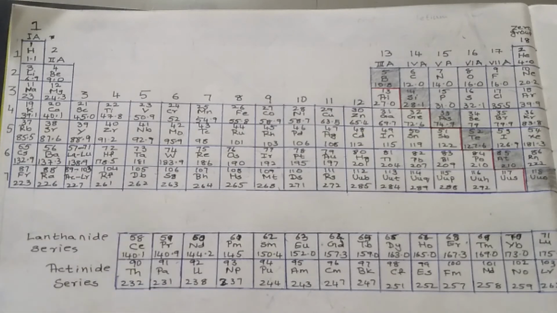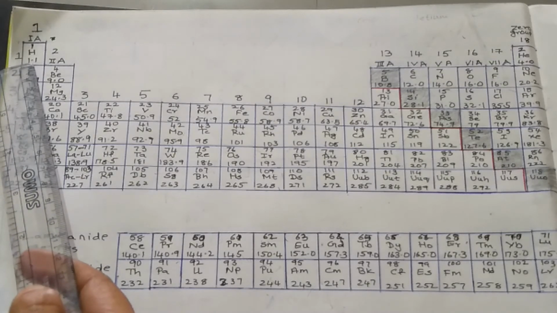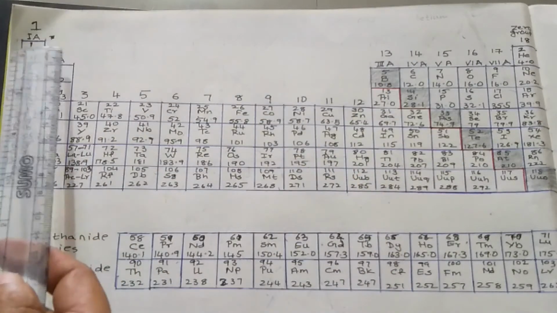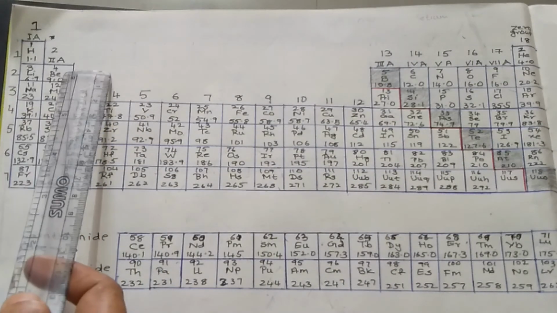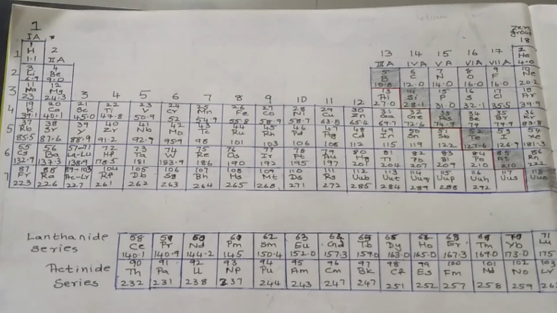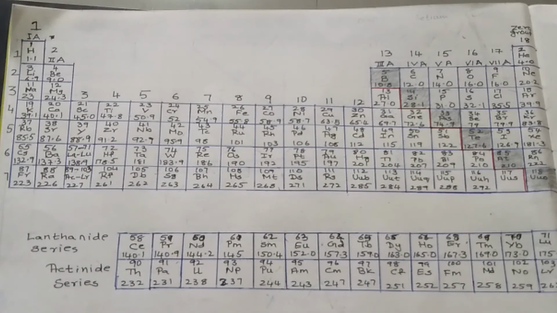Mendeleev and the other scientists had prepared the periodic table on the basis of atomic mass. Atomic mass is written at the bottom. What is the atomic mass of hydrogen? 1.1. The atomic mass of helium is 4, lithium is 6, beryllium is 9. So the rise in the atomic mass does not appear to be uniform in the periodic table, but the atomic numbers are appearing uniformly.